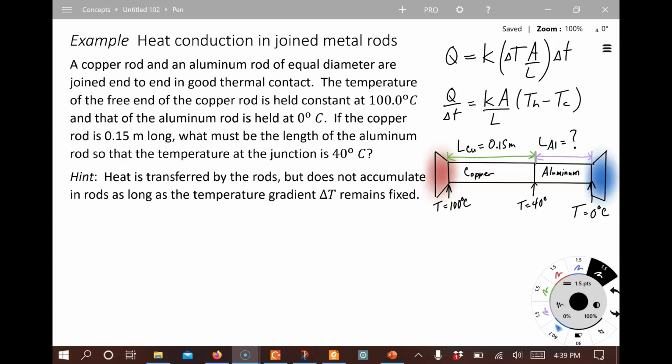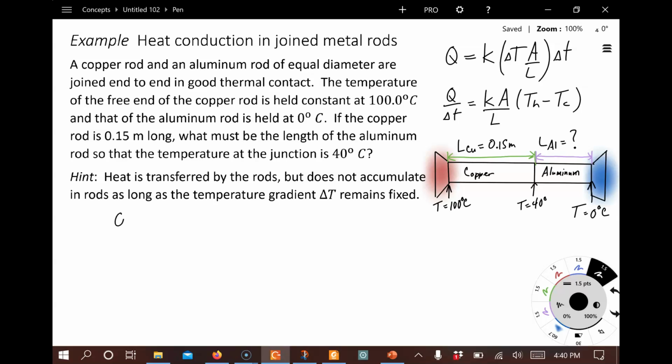It turns out that in this type of process, since the temperatures are fixed, the heat is going to flow right through the copper rod, through the aluminum rod, and as the hint tells us, none of the heat is going to accumulate in the copper or the aluminum. Otherwise, the temperatures would change. They wouldn't remain static as they are. Therefore, the heat flow through the copper and the aluminum has to be equal, and we can write this: Q over delta t for the copper is equal to the heat flow, Q over delta t, for the aluminum.